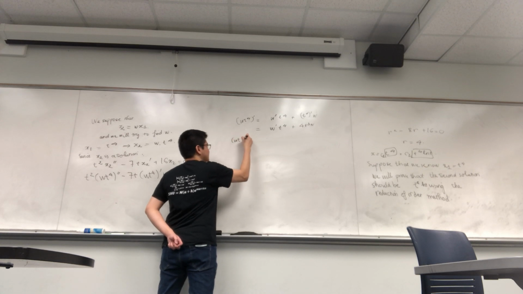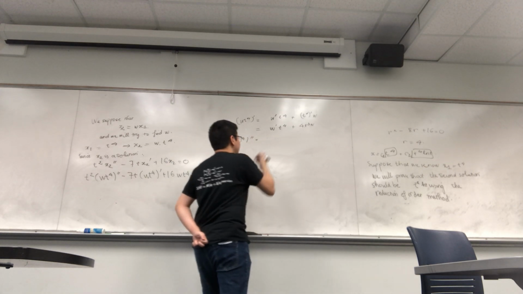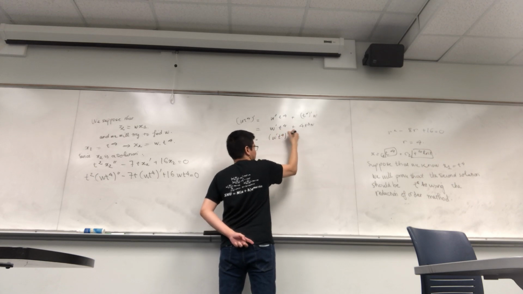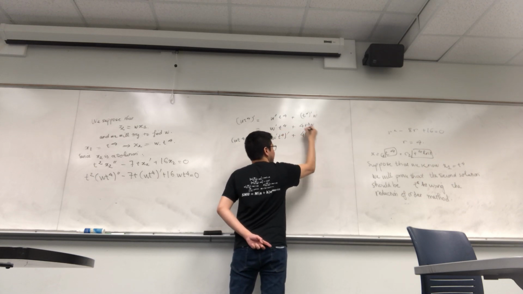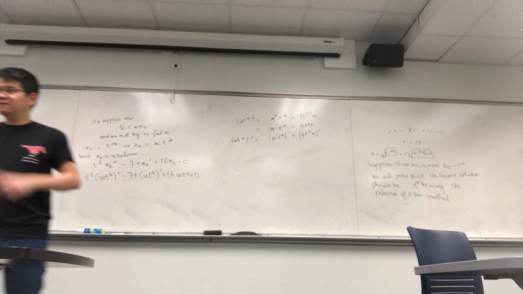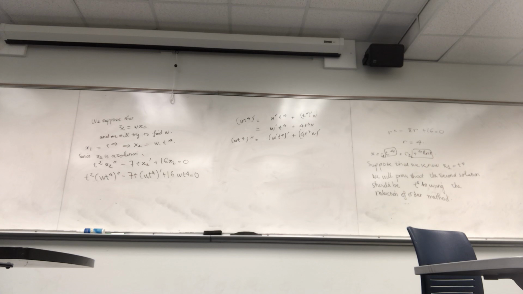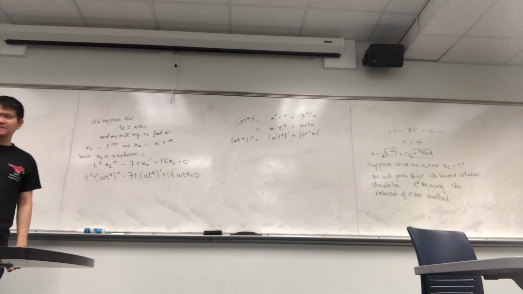Now I'm going to have to take the second derivative, which means that I have to take the derivative of both of these guys. So what is it? You would do the derivative of each one again, so it would be W prime 4t to the third plus 12t to the second W.